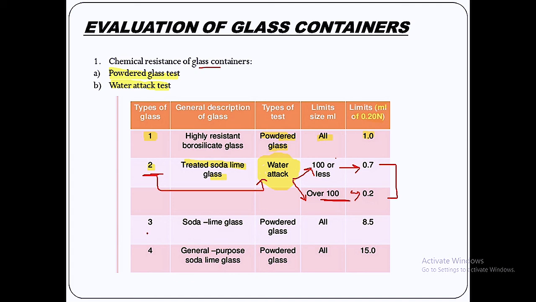Okay, so for type 3, we go for the powdered glass test, for all types of containers, no size limit is there, and 8.5 is the limit. Then for general purpose glass, which is type 4, we also use the powdered glass test and 15 is the limit. So you have to just learn this chart, and no need to go deep because the whole procedure for the powdered glass test and water attack test is a long one, and also the main limits come in your paper. So you have to cram all this.